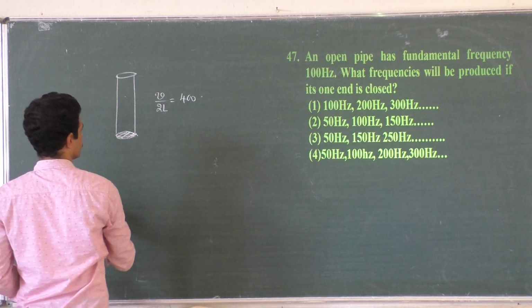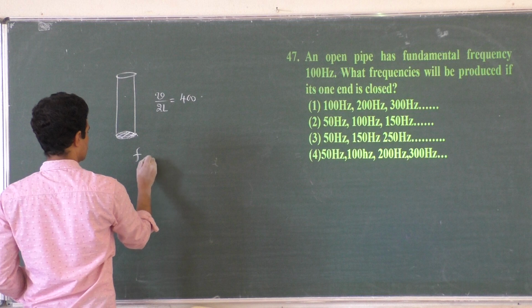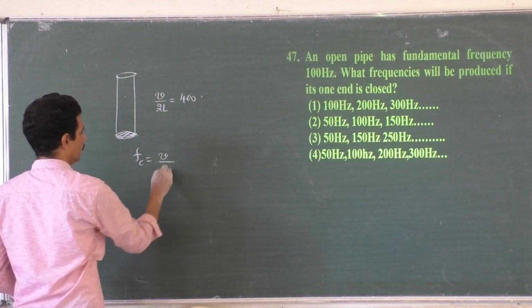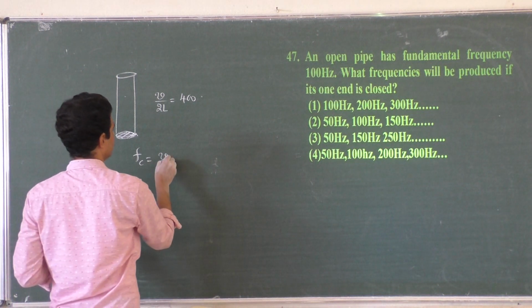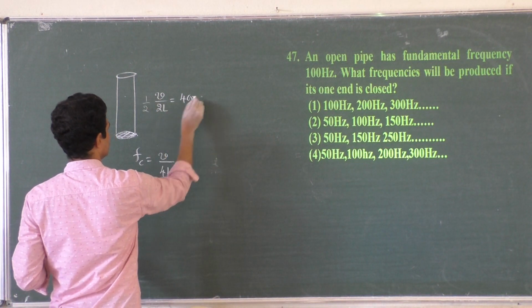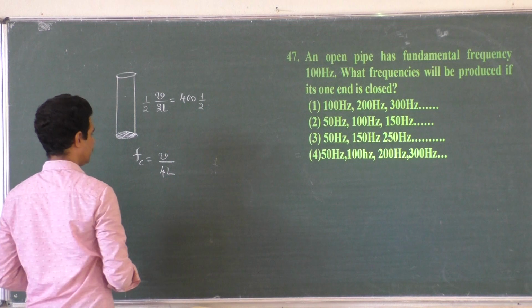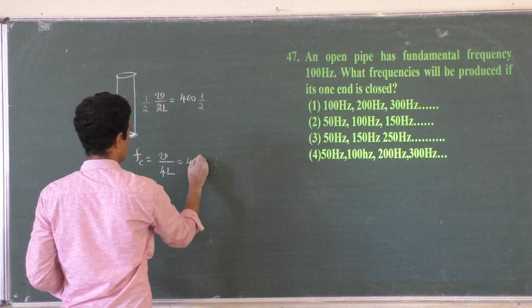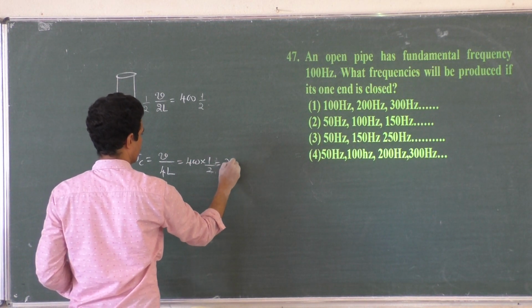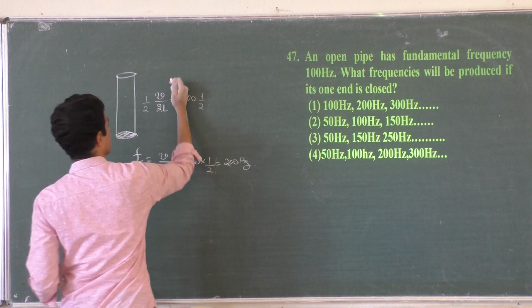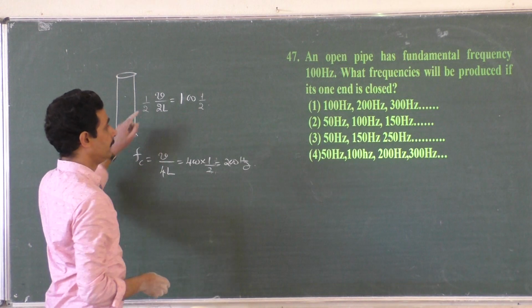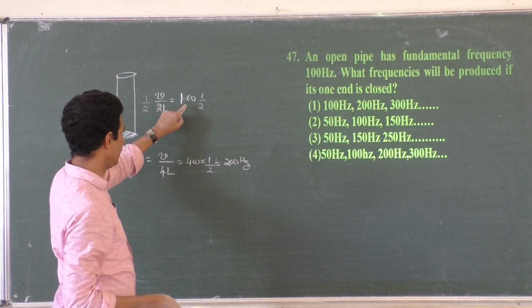If one end is closed, then for a closed pipe, V by 4L. Correct? How do you write V by 4L? If you want V by 4L, you have to multiply this by half. That is 400 into half, that is 200. Correct? 100. This is 100. Yeah. Fundamental frequency of an open pipe is 100.